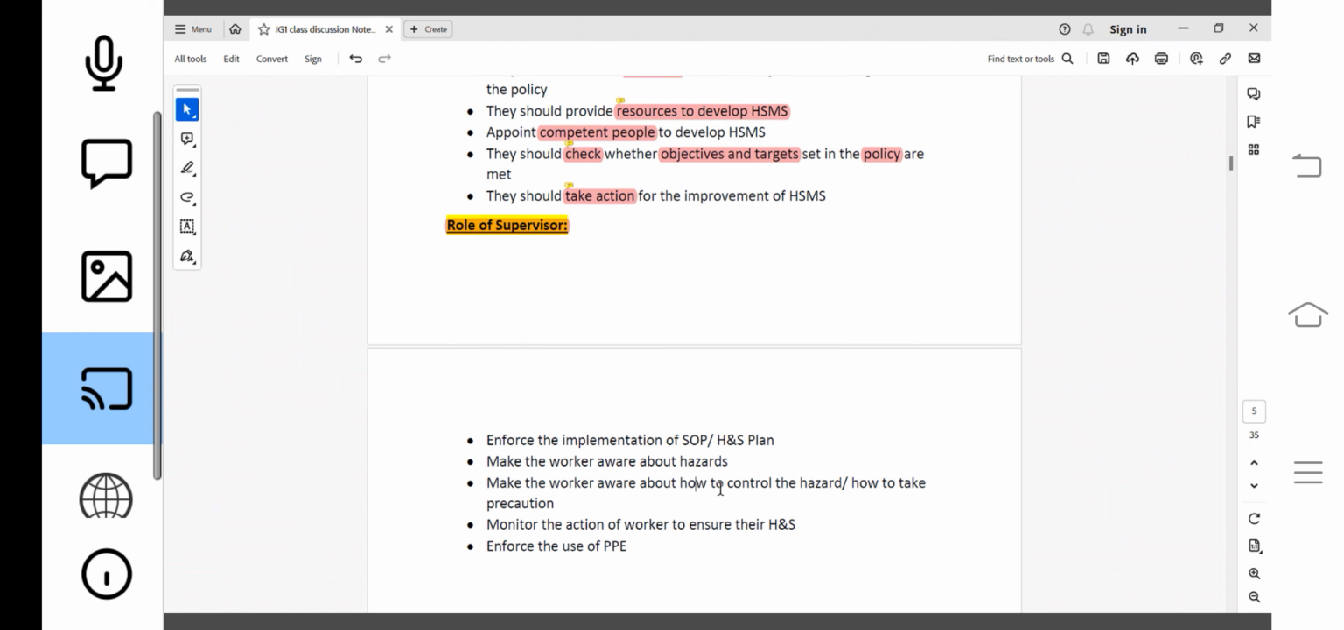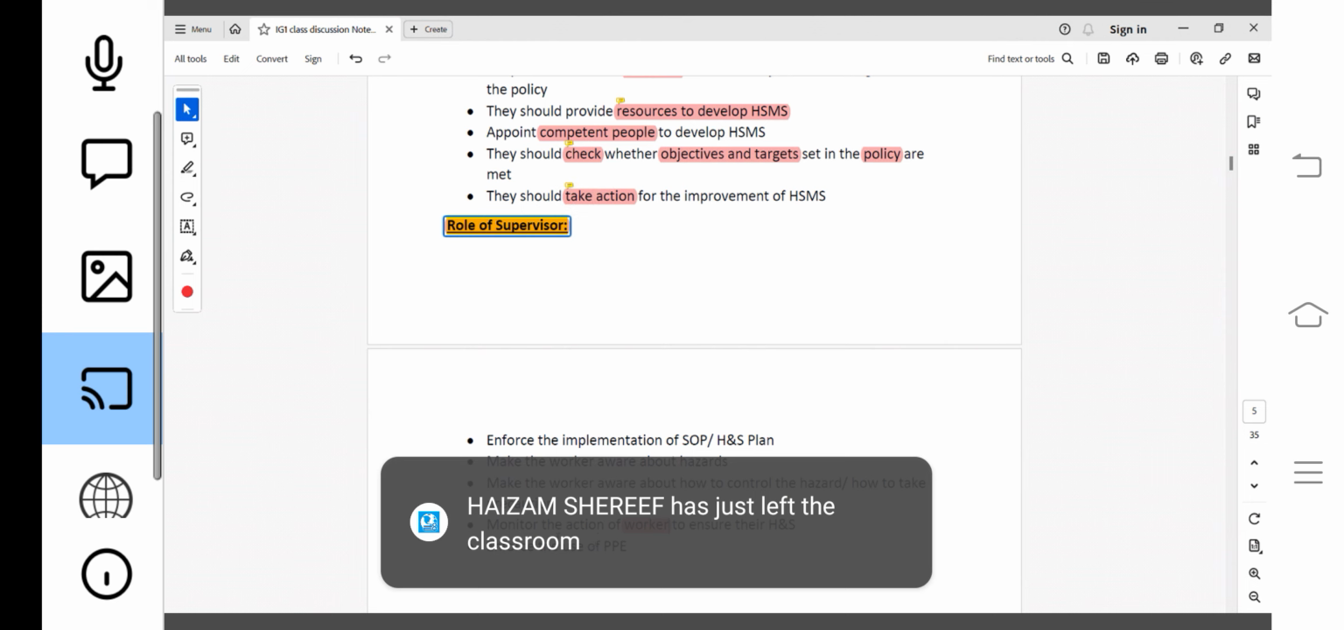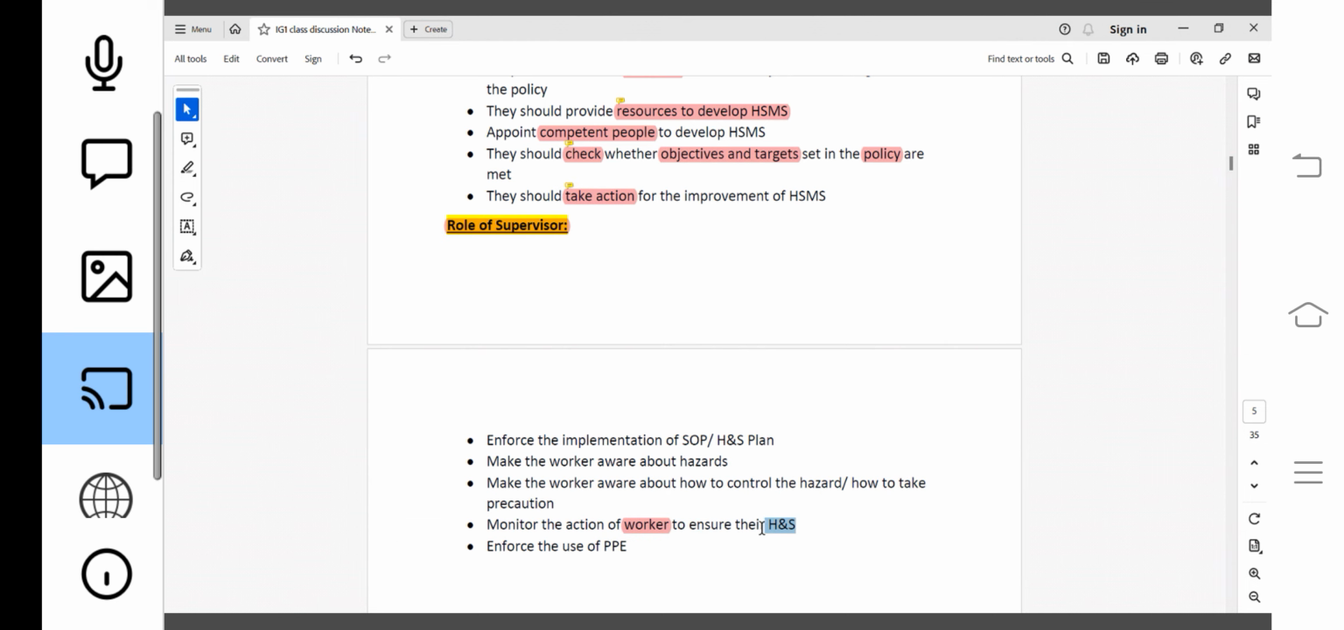Then make the workers aware about how to control the hazards and how to take precautions. So safety related information will also be given by the supervisor to the workers. The supervisor also has a responsibility to monitor the actions of the workers to ensure their health and safety. Workers should be continuously monitored so that they are safe and healthy. Workers should not commit any unsafe action, so the supervisor should always be watching them.